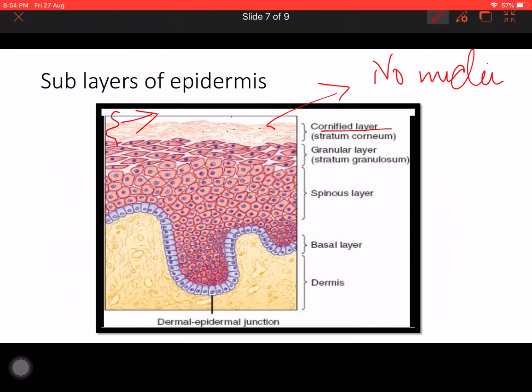Now this cornified layer is constantly replaced. It is without nuclei and is constantly replaced with new cells. How? By peeling off the skin. We can see that some scales, some flakes, at times will peel off. What is that process called? It is called exfoliation.